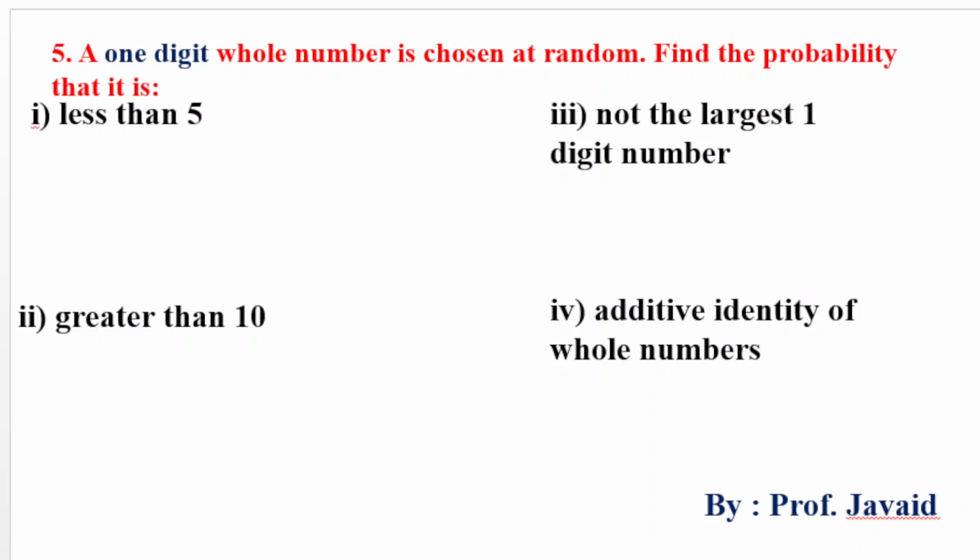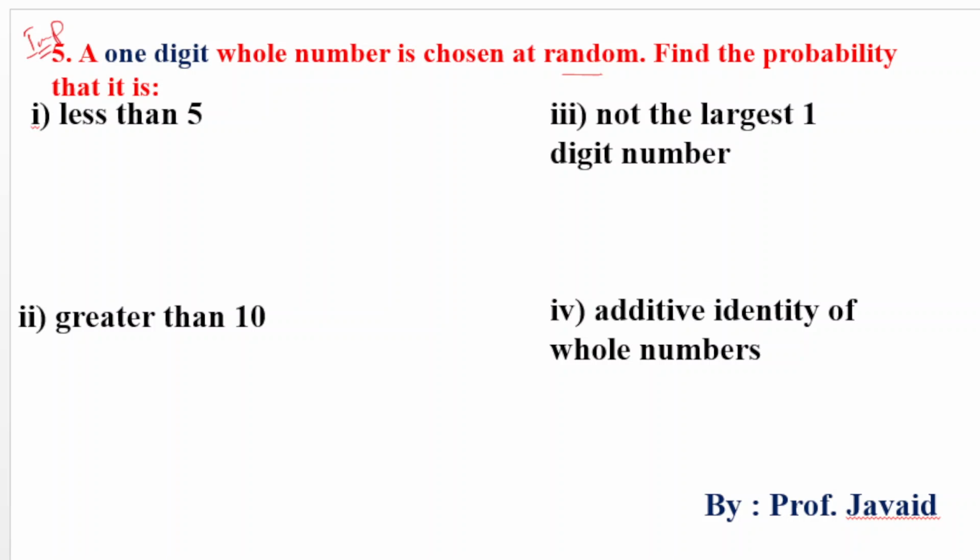The fifth question is there. A one digit whole number is chosen at random. This question is an important question from the paper point of view. Okay, one digit whole number. Basically all the students should know which numbers are one digit numbers.